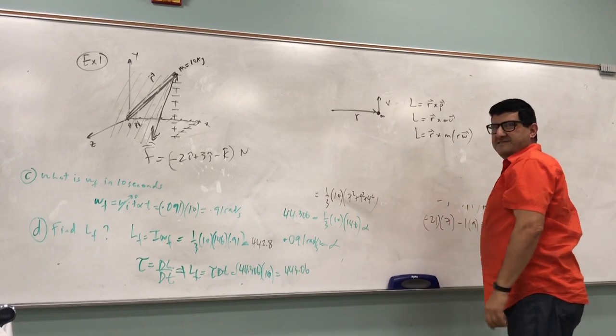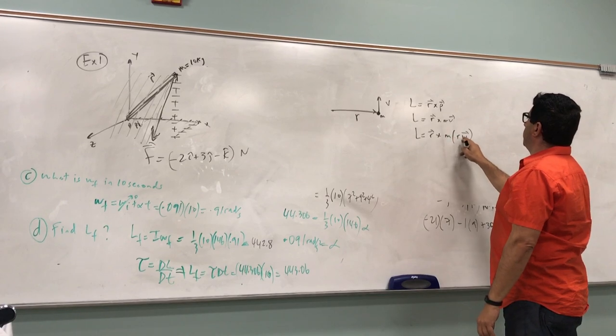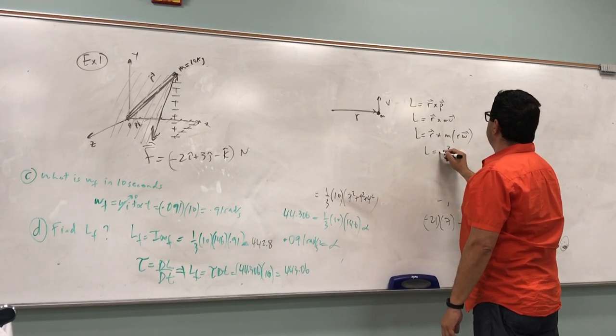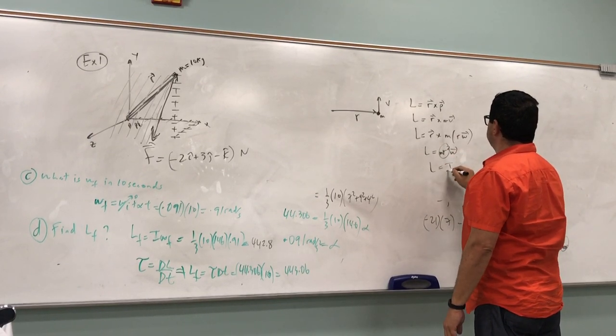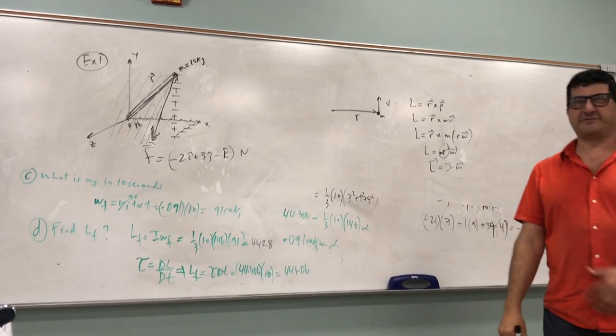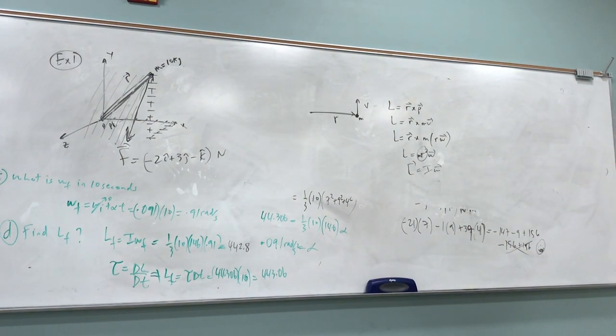So then what's this? r cross m r omega. That's going to equal what? r squared, m r squared omega, which is I omega. m r squared is the moment of inertia of a point object. Okay, that makes sense.